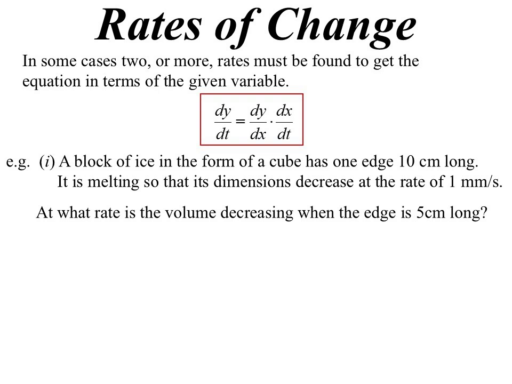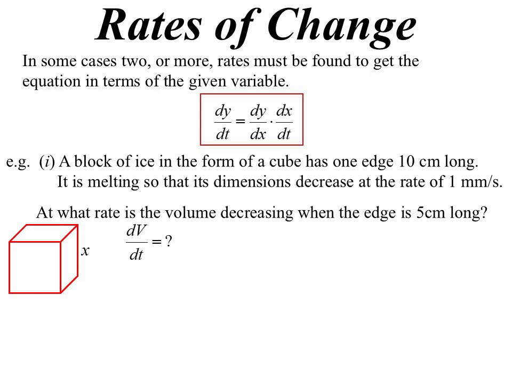We have a block of ice, and it's 10 centimetres by 10 centimetres by 10 centimetres. And it's melting, and those dimensions are decreasing at a rate of 1 millimetre per second. We want to know what the volume's doing. How's that decreasing once the edge gets to 5 centimetres? Let's pull this all together. There's my ice cube. I'll call the side length x.